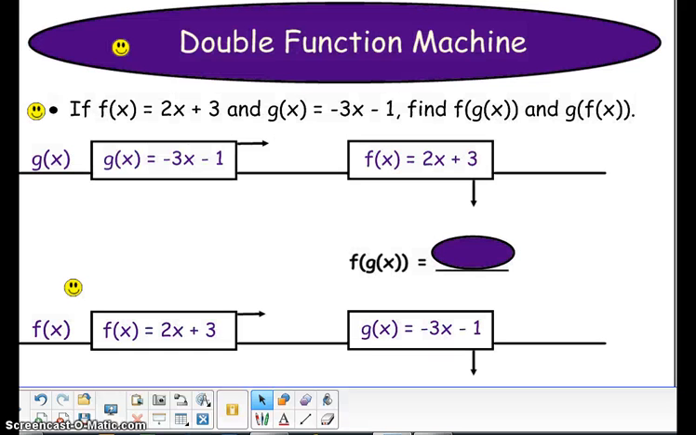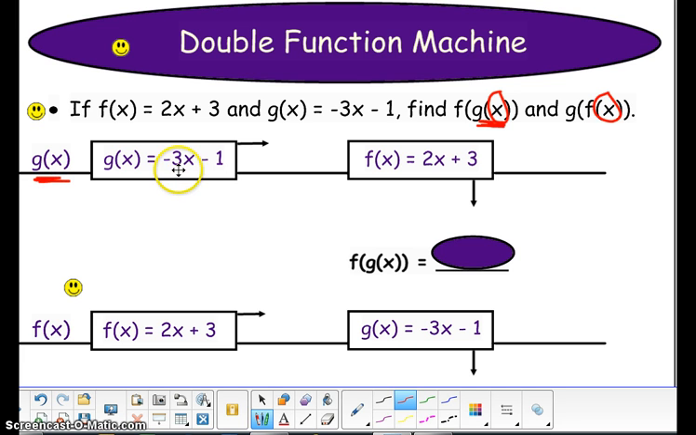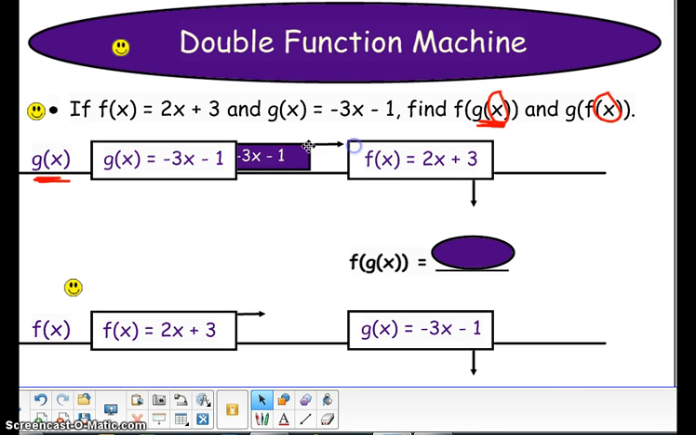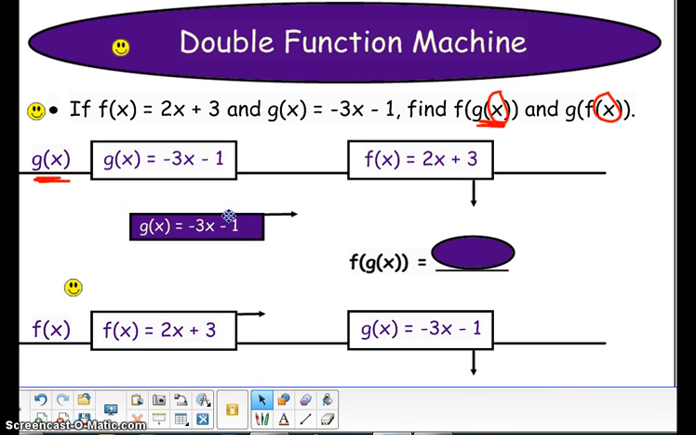In the next type of double function machine, this time there is going to be an x in the very beginning of what we're trying to find. That means we are trying to form the graph when you take the 2 graphs and put them together. Let's start with the first one. Again, we're going to be working inside out. Notice it says g of x on the inside, so that's why we're starting with g of x. So g of x equals negative 3x minus 1. That's all you really can do with that.